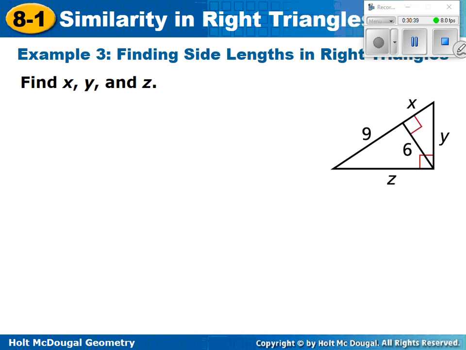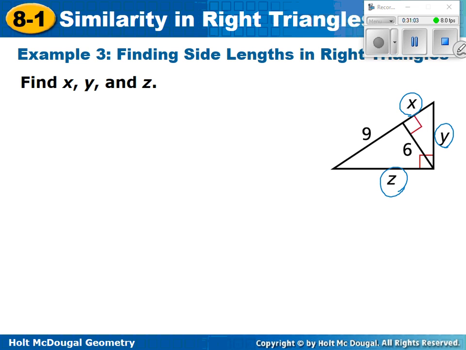Okay, take notes. Look up with me here. We want to find x, y, and z. Which one of those could we find with Pythagorean theorem? Z. Does everybody agree? We know 9, we know 6, we could do Pythagorean theorem. I'm not going to do that because I'm trying to practice this shortcut, but we could. Let's try to find a different one first.